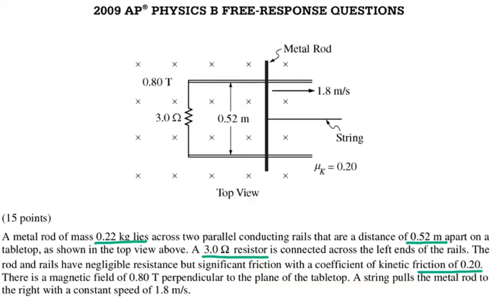There is a magnetic field of 0.8 Tesla perpendicular to the plane of the table, and it is into the page, not out of the page, because we see those crosses. A string pulls the metal rod to the right with a constant speed of 1.8 meters per second. Let's look at the question.